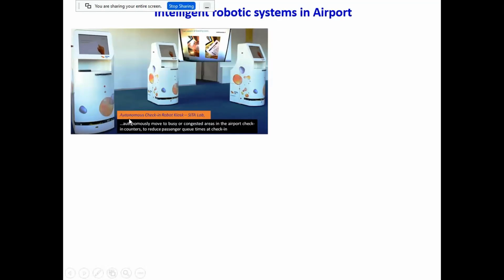Here, what I am showing you is an autonomous check-in robot kiosk developed by STTP. It autonomously moves to busy or congested areas in the airport, the check-in counters, to reduce passenger queue times at check-in. Here, you feed in the PNR number or your ticket, or your passport if you're an international traveler. Automatically, it will issue you the boarding pass. No need to wait in the queue. They are also implemented in many cities in India.